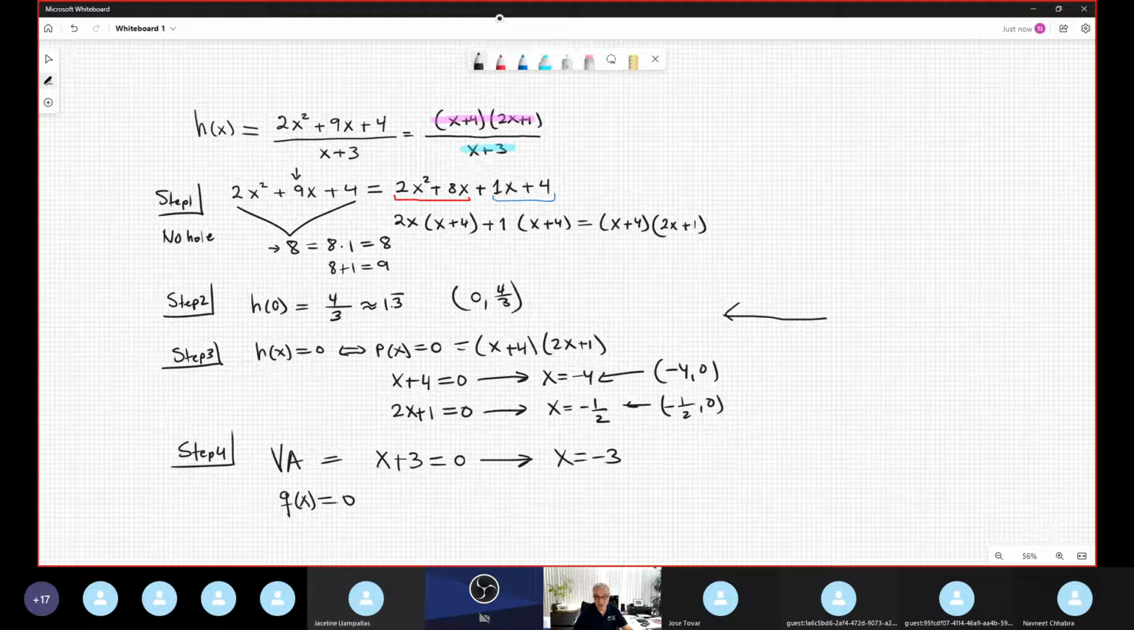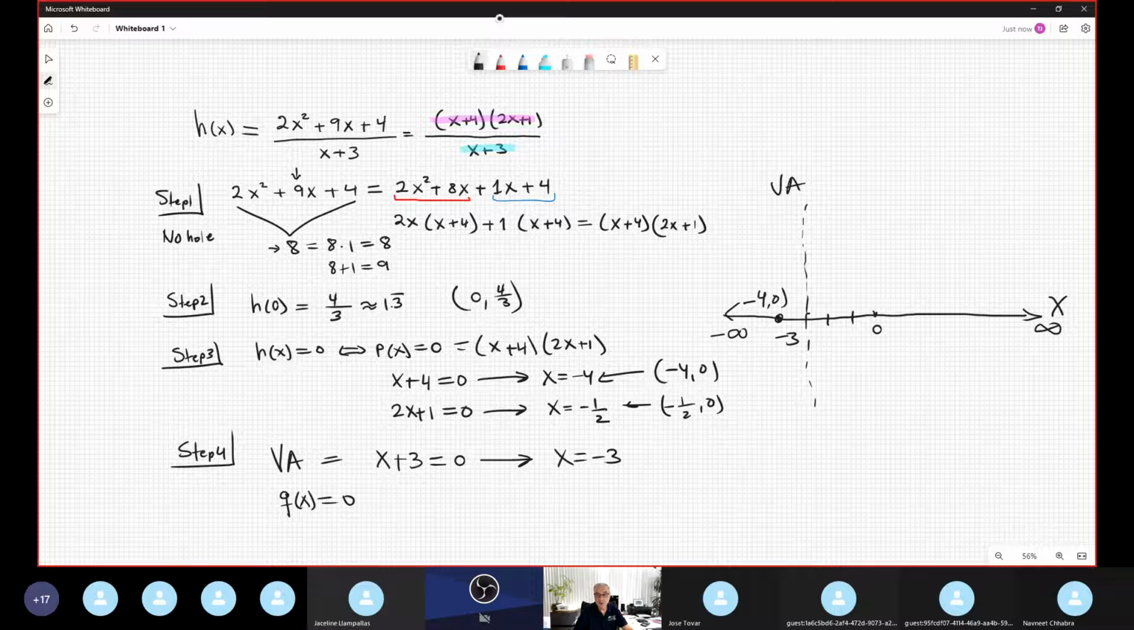So now we have this vertical asymptote. This is the moment to start a little bit, not with too much accuracy, the basic idea. This is zero, this is over a number line: negative one, negative two, negative three. This is our vertical asymptote. We have only one vertical asymptote, which is obvious, because the degree of the polynomial in the denominator is one, so one solution. On the x-axis, we have negative 4, 0 and negative 1 half, 0.